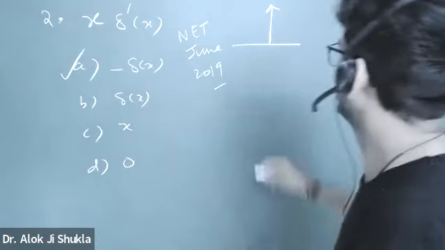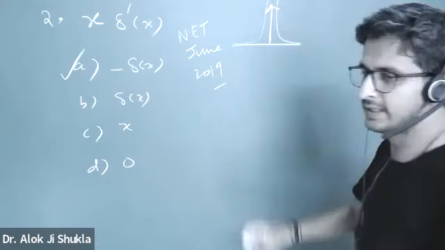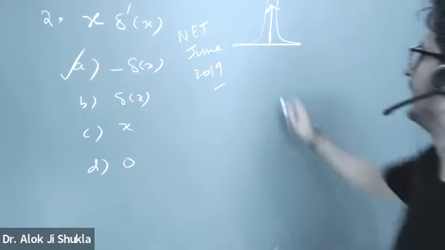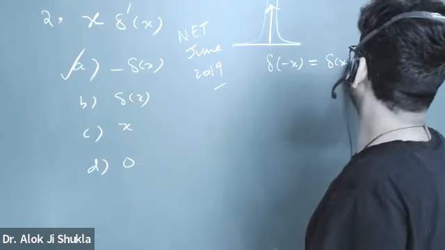So it is an even function about y. So this has to come like this: delta of minus x should be delta of x.